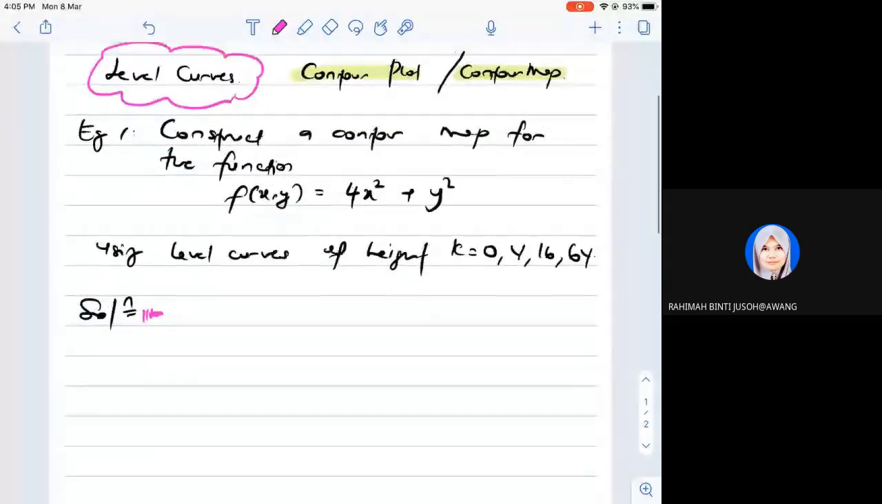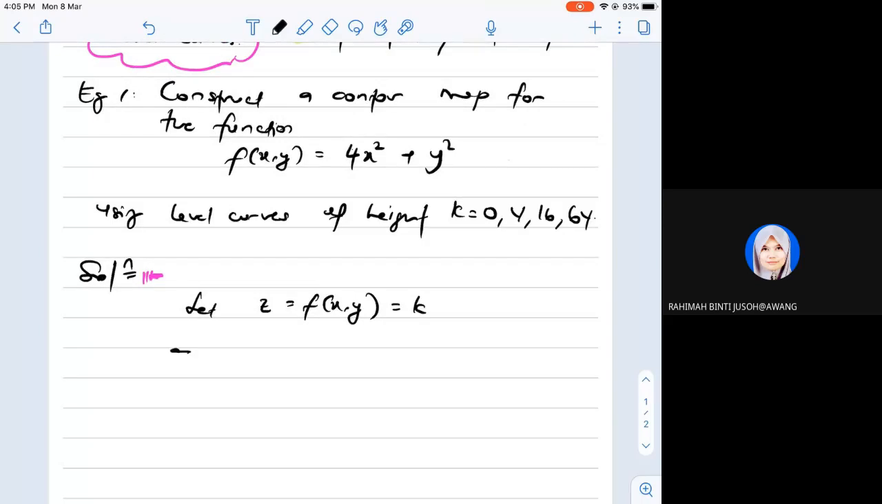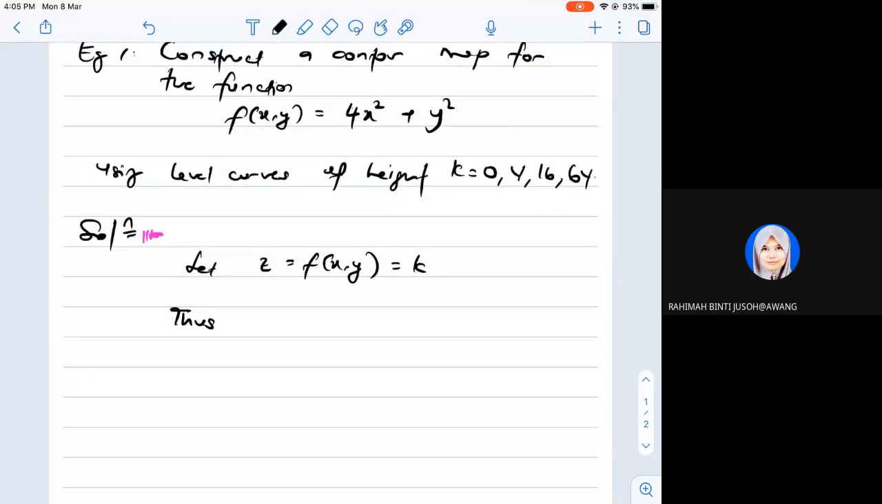Okay, first step, what you need to do is we need to let z equals to f(x,y), and then since z is the vertical axis, it also means that z represents the height. Okay, represents the height. So we can assume that z also equals to k. Right, so that is your first step. We let z equals to f(x,y), and then since we know that z is the vertical axis, so z also represents the height. Okay, ketinggian. So equivalent to k. Right. So now, thus, our equation can turn into 4x squared plus y squared equals to k.